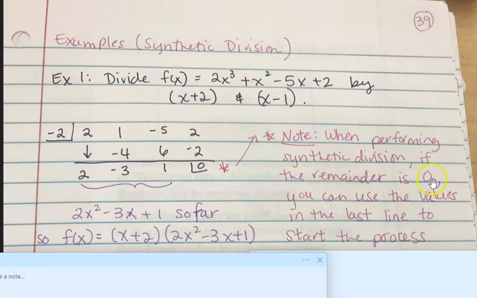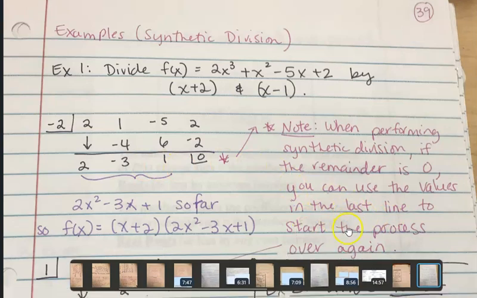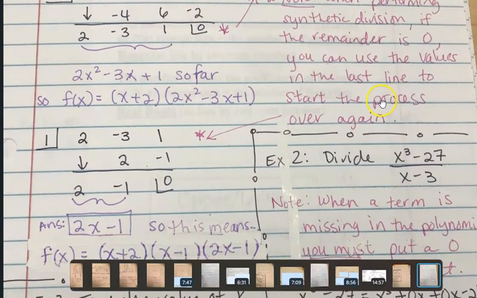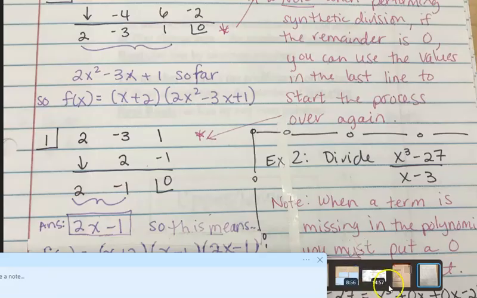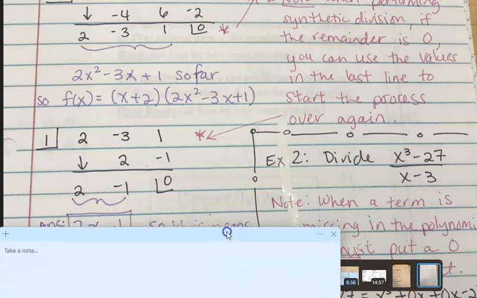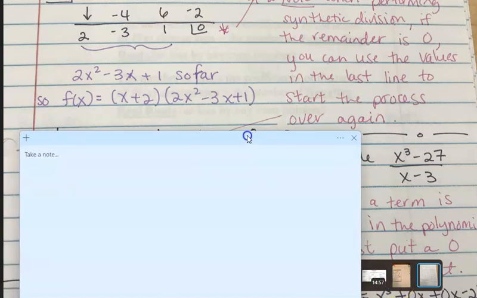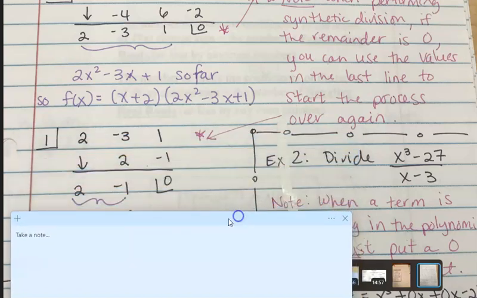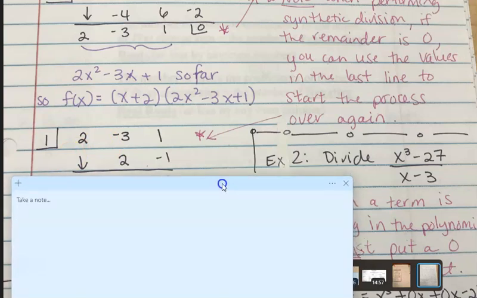And so because I have a remainder of 0 in synthetic division, I can actually continue with these same values in the process, 2, -3, and 1, and I can use them to start the process all over again. Now, by the way, you could also just simply factor 2x squared minus 3x plus 1 as well, since it is a quadratic. You could factor that, and you would get the result that I'm getting right now in these last steps for my synthetic division. So let's go ahead and do that first, and then I'll show you the factoring.